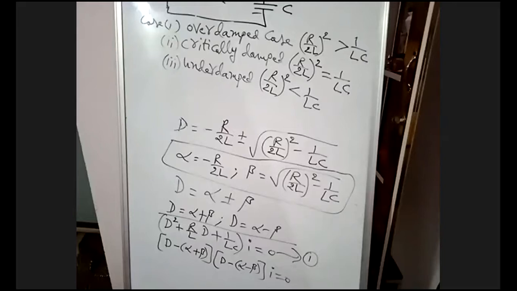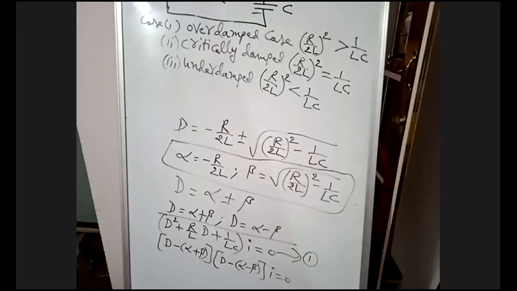But in the first two cases, we won't get complex roots because (R by 2L) whole square is greater than or equal to 1 by LC, a positive value only. So we'll see case by case. First, we'll see the overdamped case. For the overdamped case, what is the current transient equation? Similarly, for the critically damped case, and for the underdamped case? We'll see one by one.